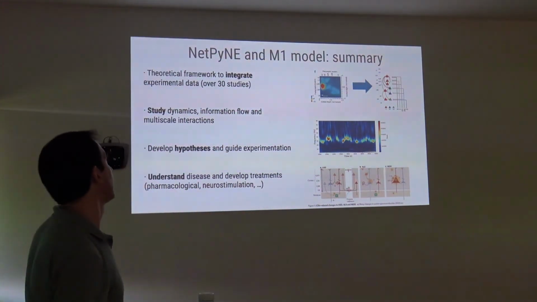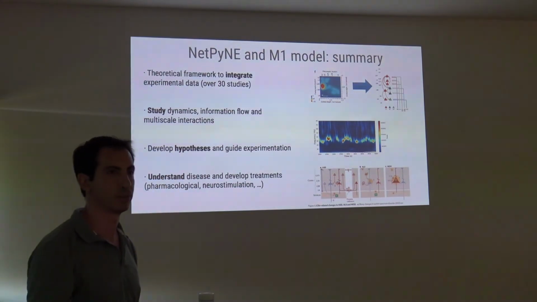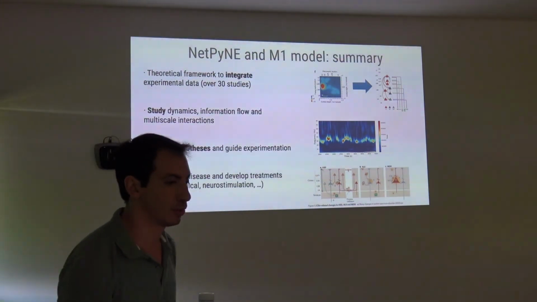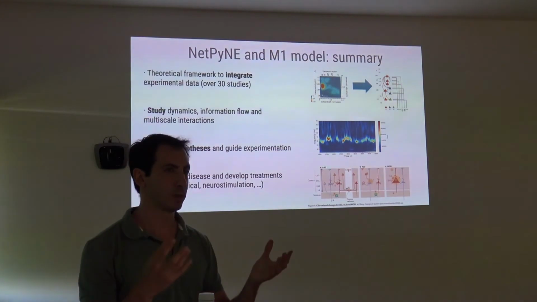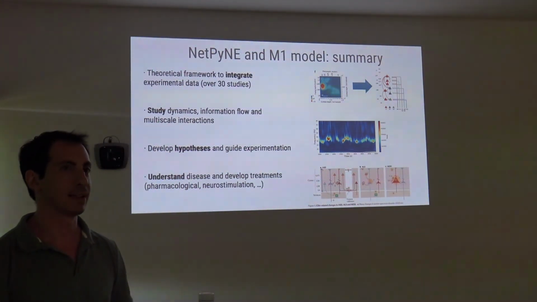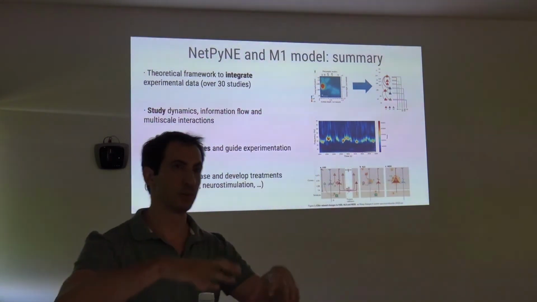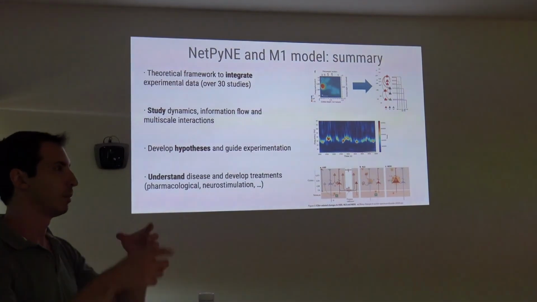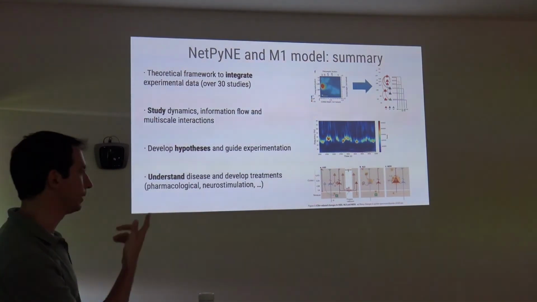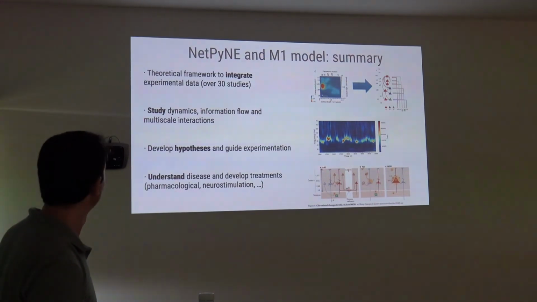So in summary, the M1 model, and also NetBind, which is the tool that I'm going to talk about now, is useful as a theoretical framework to integrate all of this experimental data. To make sense of 30 or 40 different studies, it's nice that you can put it all together into a model and then play around with it. In this M1 model, we have data from over 30 studies.